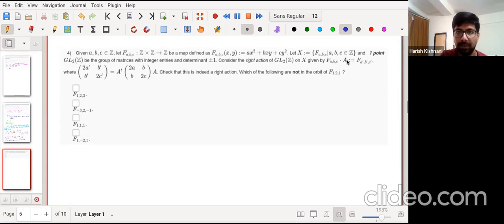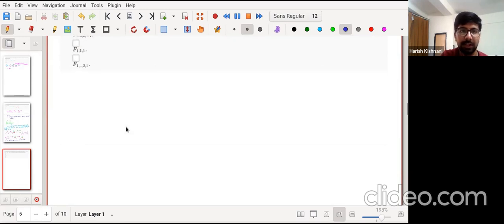Okay, so I will explain this action. A right action is just a different way of denoting it. It won't be a problem in defining it. You were writing it as g dot x. Now they are saying it to be x dot g. But you have a definition that f a b c dot A is just f a dash b dash c dash, where a dash, b dash, c dash are such that this matrix is equal to A transpose multiplied with this matrix and A. So let us first understand this section, then we will see what is the requirement of the question.